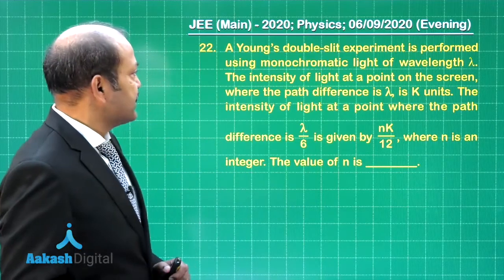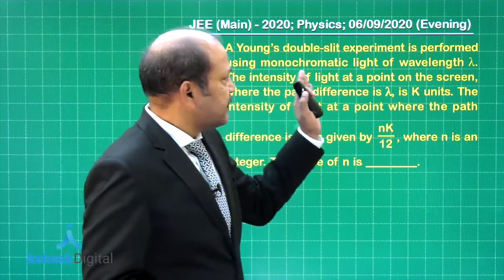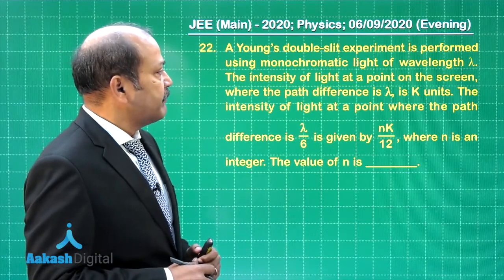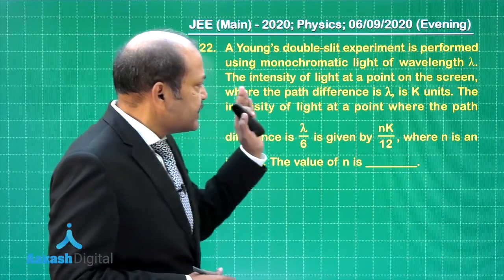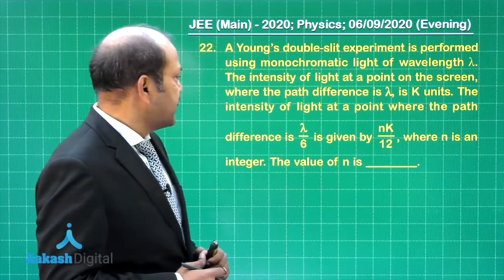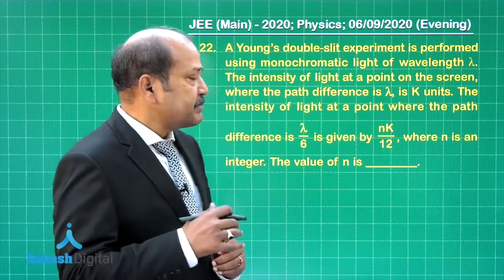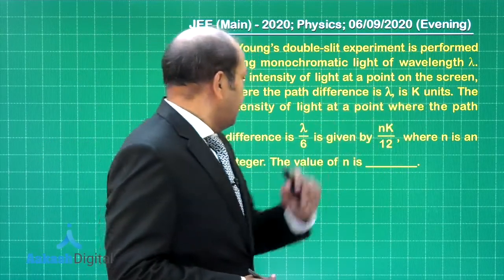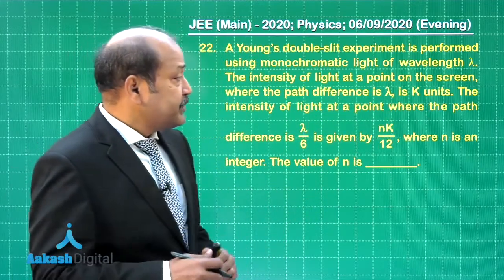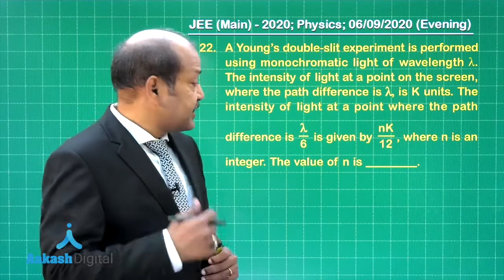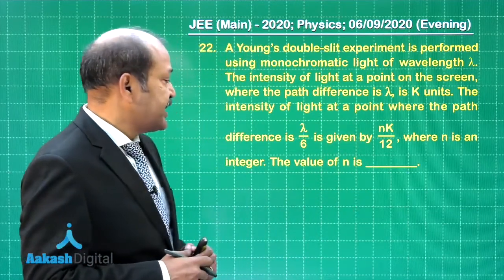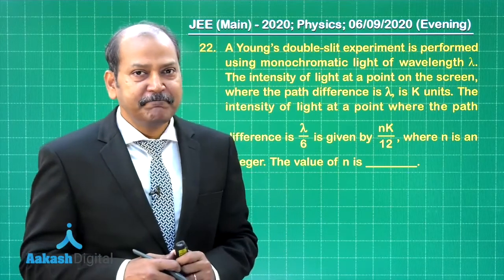Question 22 says, a Young's double slit experiment is performed using monochromatic light of wavelength lambda. The intensity of light at a point on the screen where the path difference is lambda is k units. The intensity of light at a point where the path difference is lambda by 6 is given by nk by 12, where n is an integer. What's the value of n?